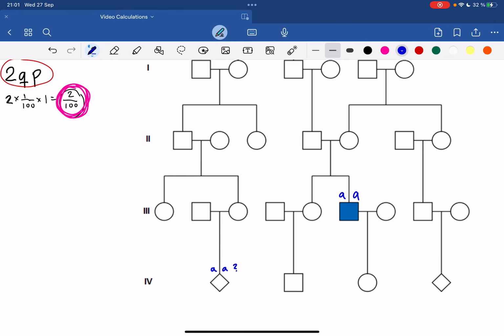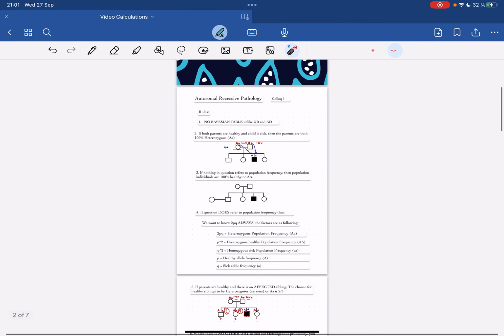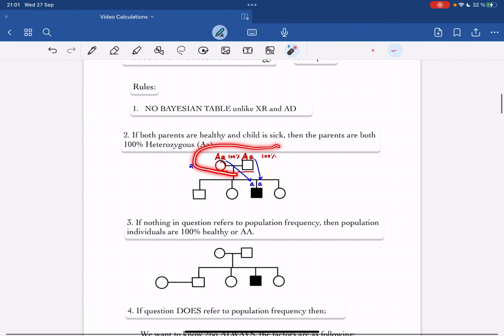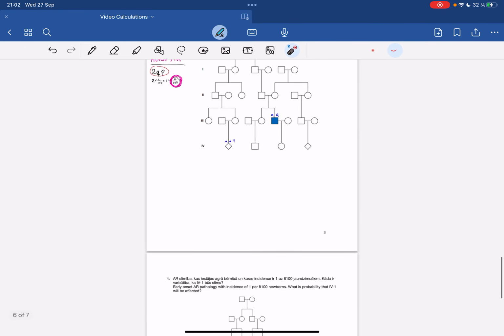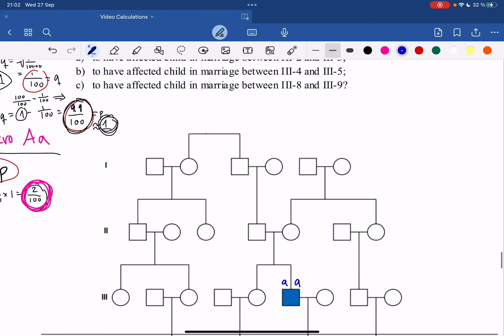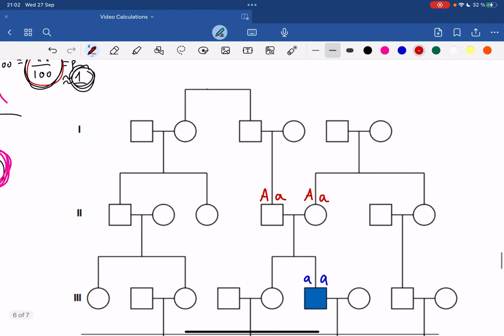Okay? And repeating again, what do we know with autosomal recessive disorders about people who have children that are affected while the parents are not affected? That's rule 2, people. And that is that the parents are always 100% heterozygous. Parents are always 100% heterozygous, okay? Because they all have to have one recessive allele each, and since they're healthy, they also have to have a dominant allele.